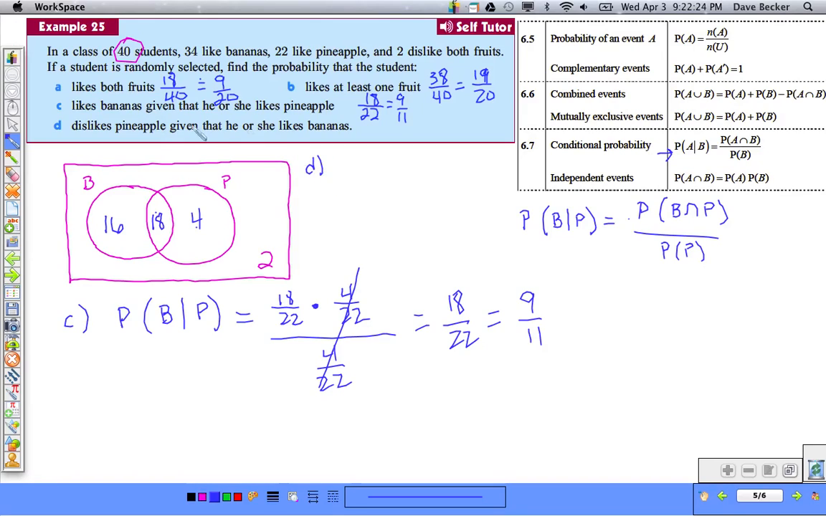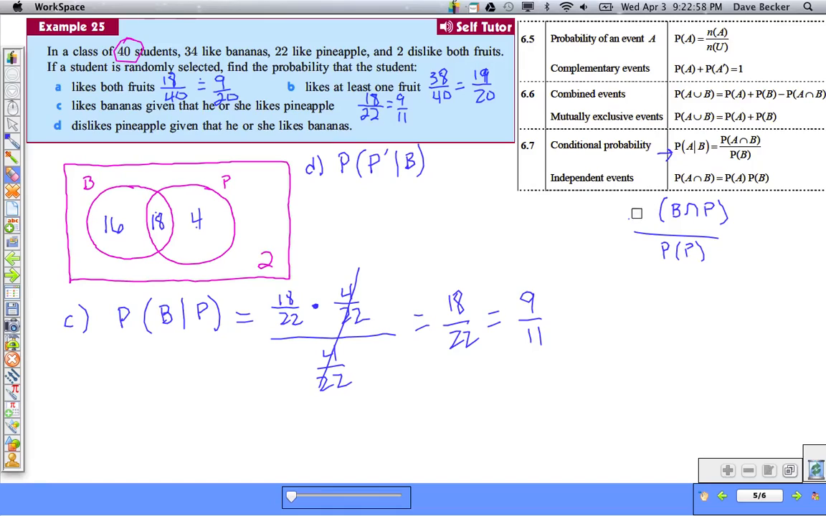Okay, so what is this really asking? Find the probability that the student dislikes pineapple. Dislikes pineapple, so that's the probability. How do we represent disliking pineapple? We represent that with a prime, given that he or she likes bananas. Now, the formula for this, if I had to use it, let me get rid of this.